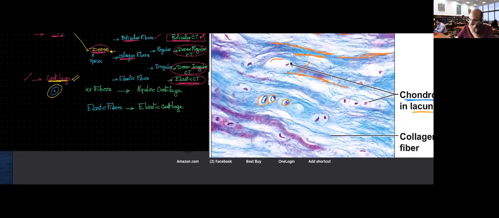About this one? I see chondrocytes in lacunae. I see chondrocytes in spaces.